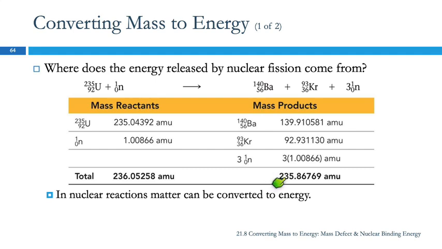The products weigh less than the reactants. What happened to that mass? It was converted into energy. So in nuclear reactions, matter can be converted into energy. Mass is not conserved in a nuclear reaction.